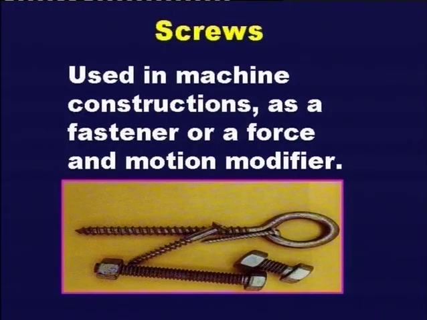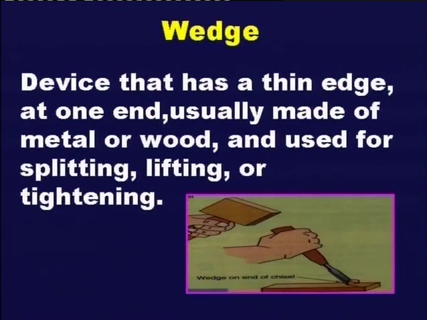Screws, they are used in machine constructions as a fastener or a force and motion modifier. Now, a wedge is a device that has a thin edge at one end, usually made of metal or wood, and used for splitting, lifting, or tightening.